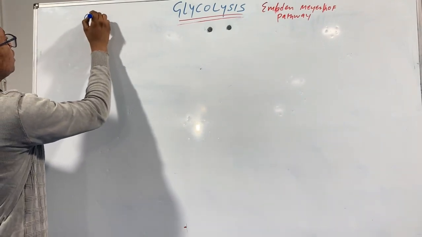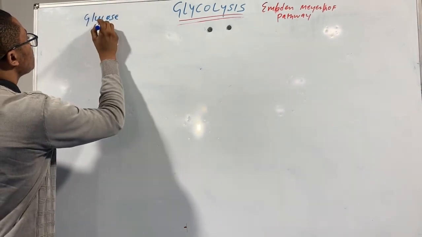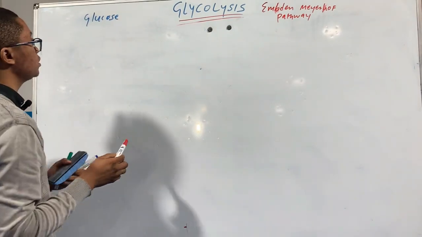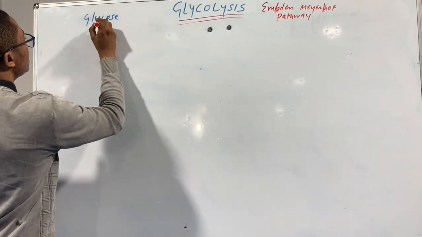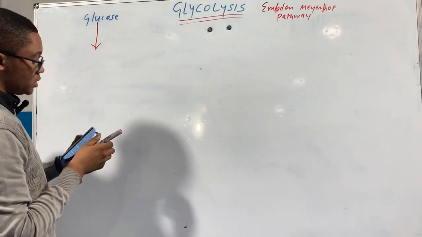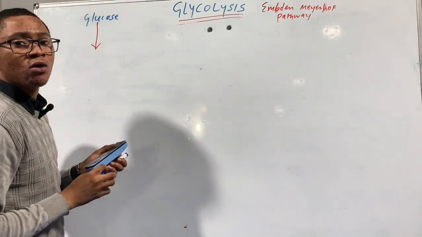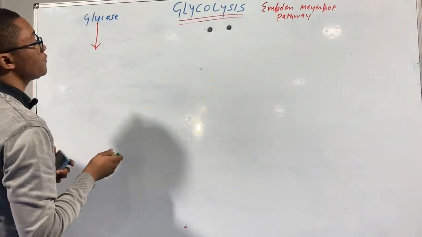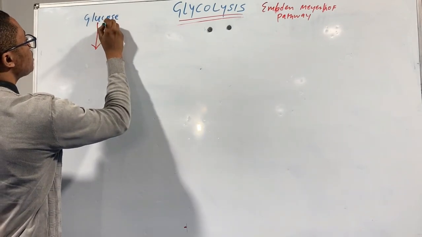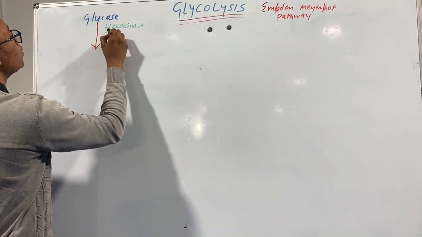Okay, so glucose here is transported into the cytoplasm of the cell, and it is phosphorylated into glucose 6 phosphate. This stage is an irreversible step. So I use the red pen for it. An irreversible step because it is highly regulated. And the enzyme that catalyzes this reaction is called hexokinase if it is found in the muscle cells, and glucokinase if it is found in the liver cells. So the enzyme that catalyzes this reaction is called hexokinase, or glucokinase in the liver.